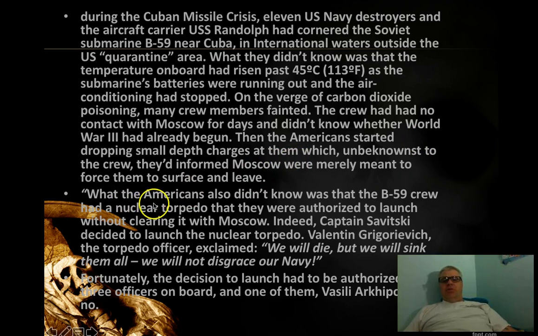It says what the Americans also didn't know was that the B-59 crew, which is of the submarine, had a nuclear torpedo, and that they were authorized to launch it without clearing from Moscow. And the captain of the vessel actually decided he was going to launch this nuclear torpedo at the American ships, which would have meant the Americans retaliating, then the Russians retaliating, and it would have been bigger than just one nuclear bomb.